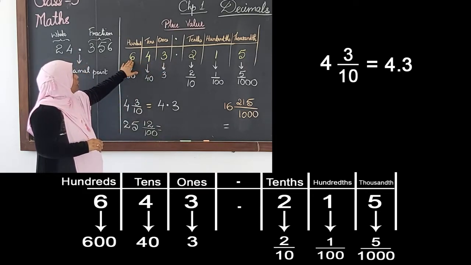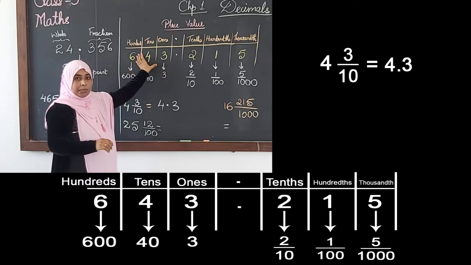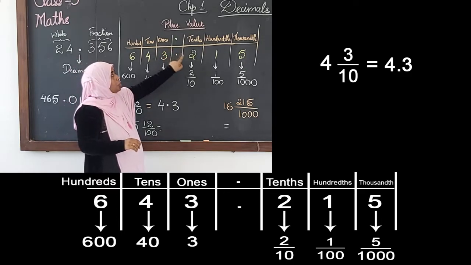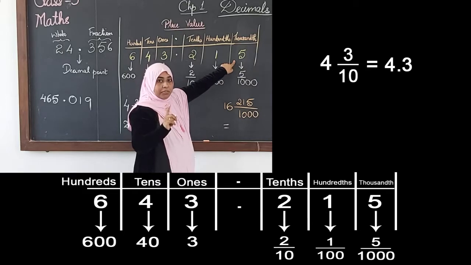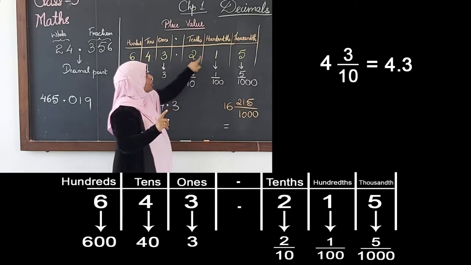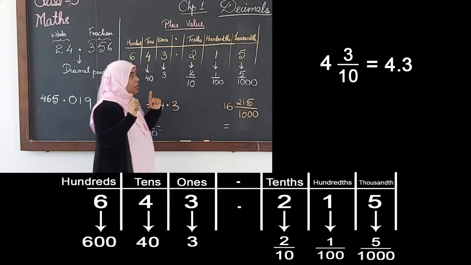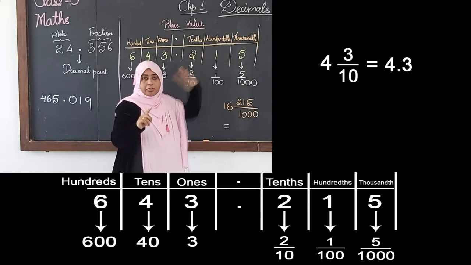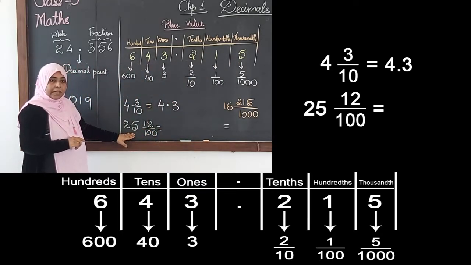Now let us read this number. We have 643 in our whole number part, then 643.215. We do not read it as two hundred fifteen; each digit we read separately. So it is 643.215.